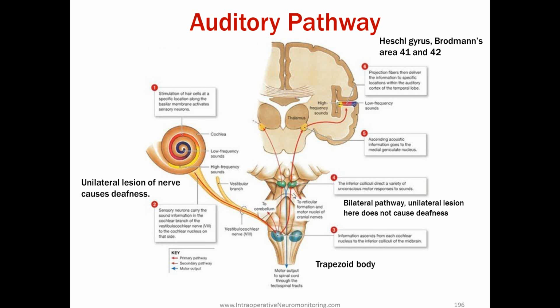Once it synapses at the inferior colliculus, it continues up into the thalamus and to the medial geniculate nucleus of the thalamus. From there, it goes to the cortex, notably Heschl's gyrus or Brodmann's area 41 and 42 in the temporal lobe. I have some side notes on this slide as well. If we have a lesion somewhere in the nerve here, we will have a unilateral sensorineural hearing loss on that side. If we have some kind of lesion ipsilateral, because it is a bilateral pathway, we will not be affected by a unilateral lesion.